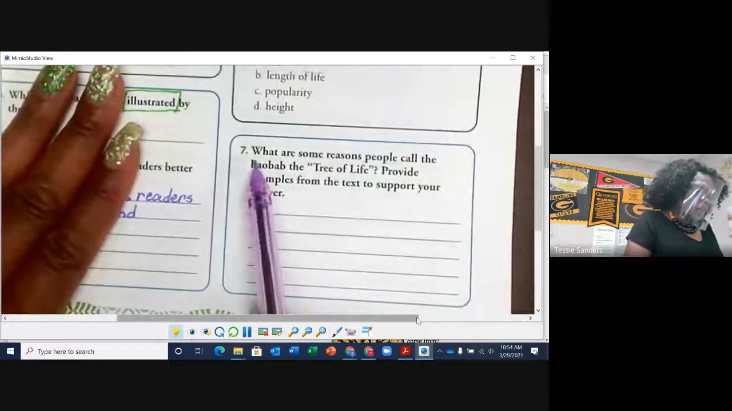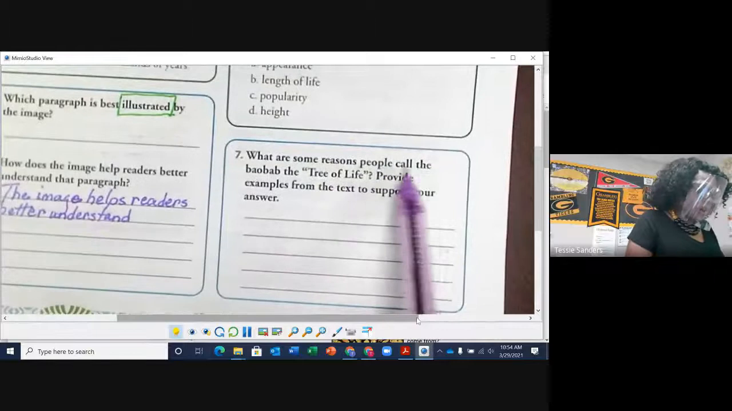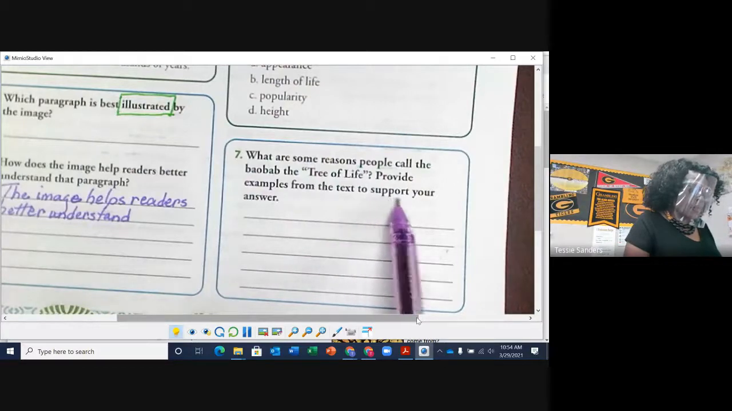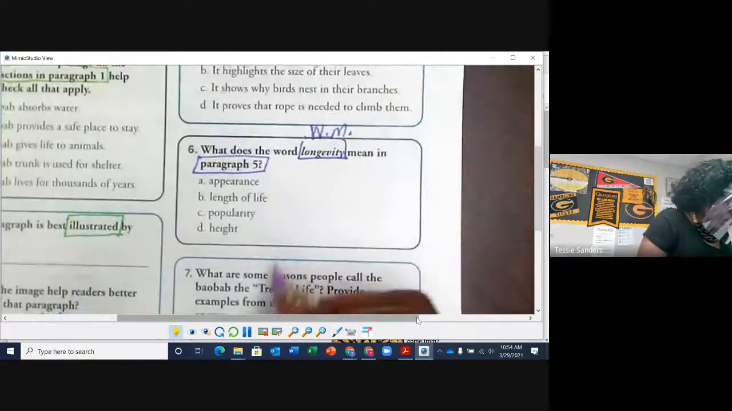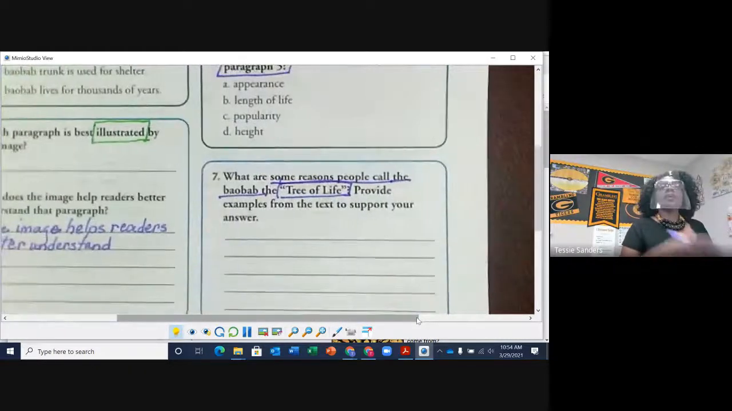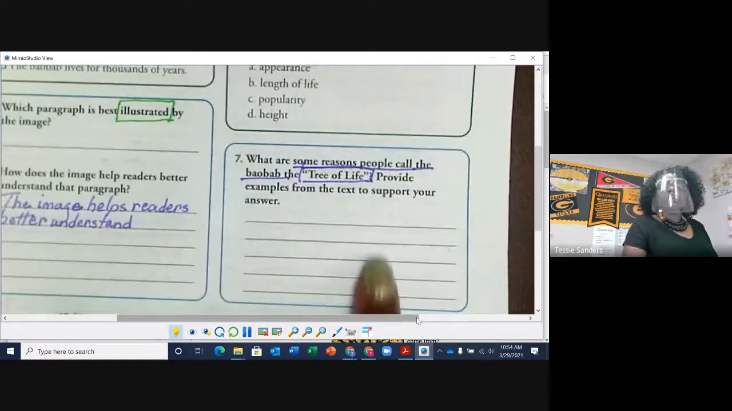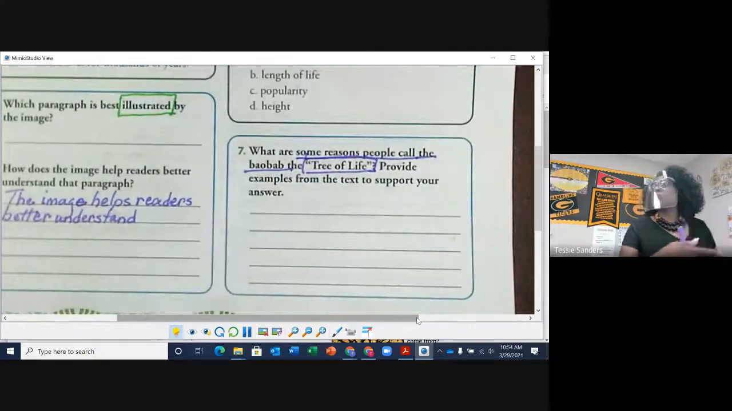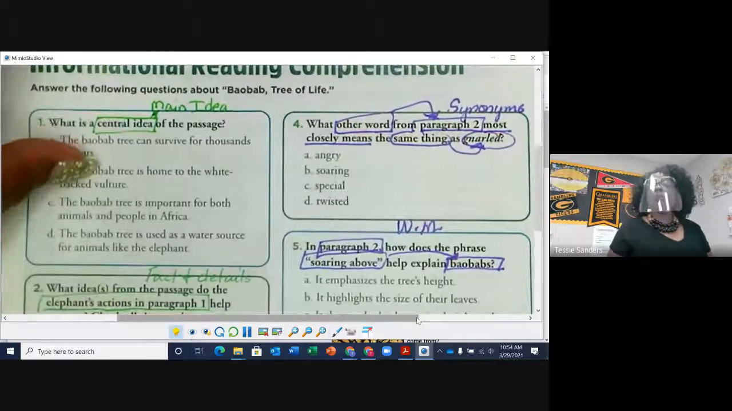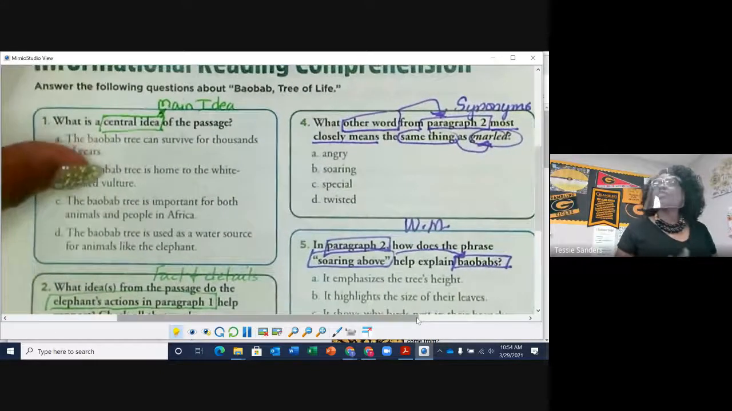Number 7. Read. What are some reasons people call the Balboa the tree of life? Provide examples from the text to support your answer. So we're looking for some reasons people call the Balboa the tree of life. Again, what I do, you do. And we will get the start of our short answer as we read. Now remember, the questions serve as a GPS. So that means that we will be able to answer some questions as we read along.